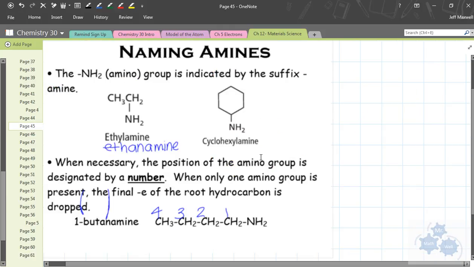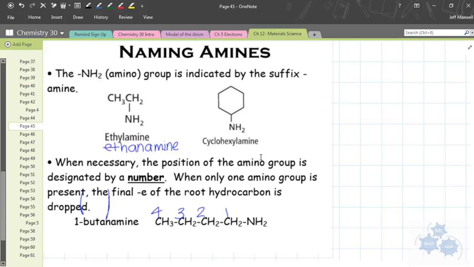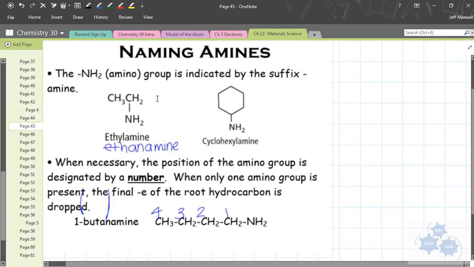Let's talk about naming amines. The NH2 group, the amino group. You ever heard that word amino before? Amino acids, yes, from biology, right? So the amines have an amino group. It's indicated by the suffix amine.